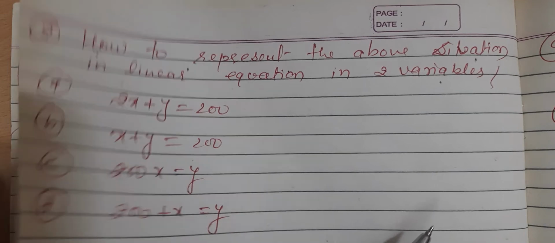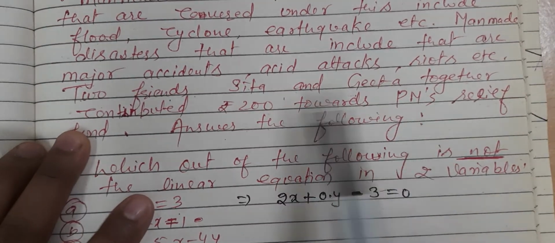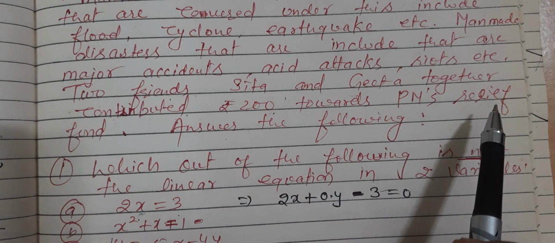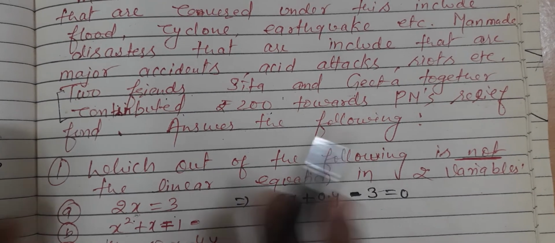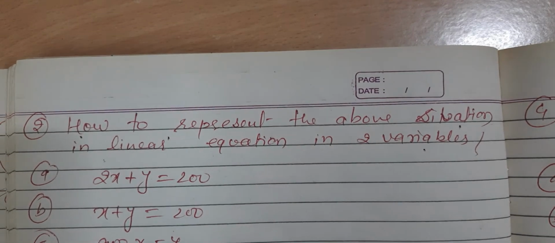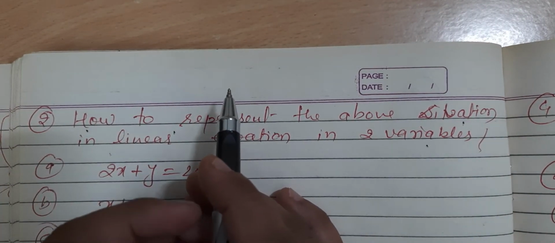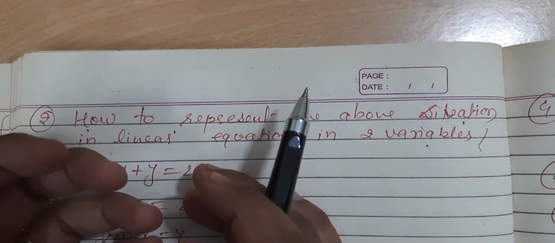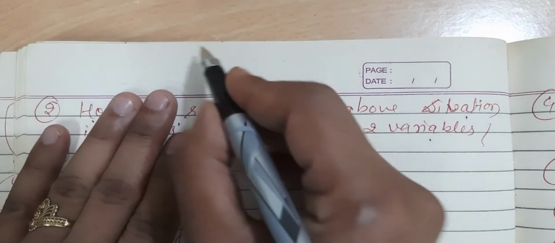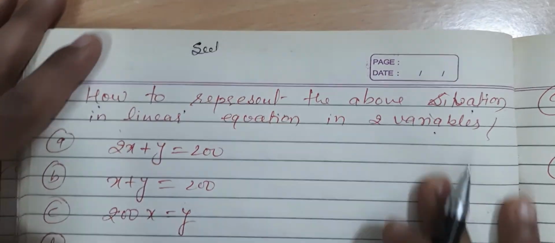And what is the situation? The situation given is, two friends Sita and Geeta together contributed rupees 200 towards Prime Minister's Relief Fund. Okay, so this is the main situation. We have to convert this situation mathematically. So two friends Sita and Geeta, their total contribution is 200, and we don't know the contribution of each person, right?